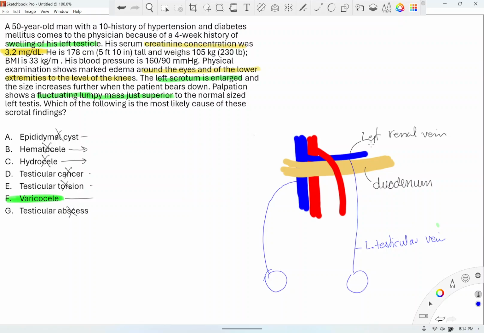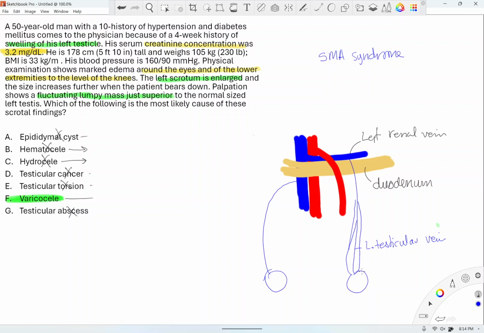So in this condition called superior mesenteric artery syndrome, the superior mesenteric artery can squeeze the left renal vein and cause its compression. When it causes compression, blood flow through this vein will decrease. As a result, blood will start pooling in the left testicular vein, and the left testicular vein will dilate.